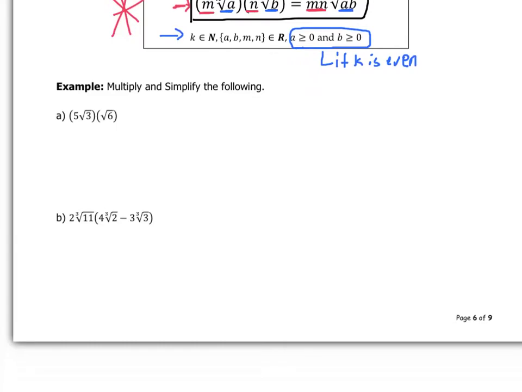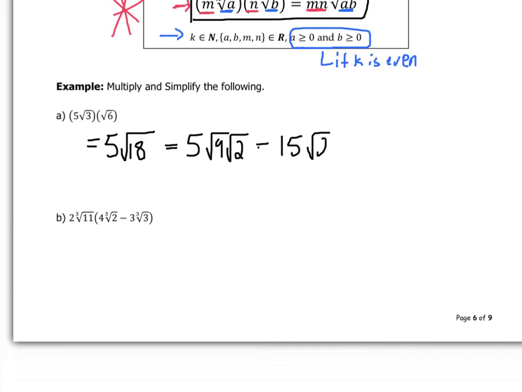So multiply and simplify. In the first example here, there's only one coefficient to multiply, and that is the 5. So 5 times 1 is 5. And 3 times root 6, that is root 18. Can I simplify this? You bet I can. Root 18 is root 9 root 2, since 18 is 9 times 2. Root 9 is 3, so 5 times 3 gives me 15. And root 2 just remains root 2, and I'm done.